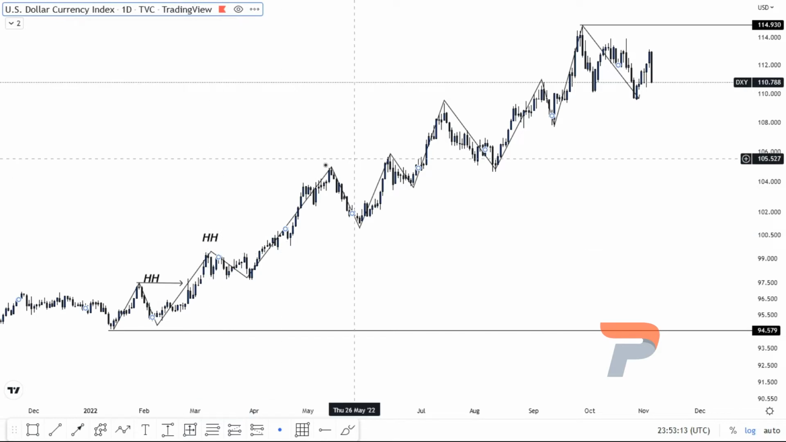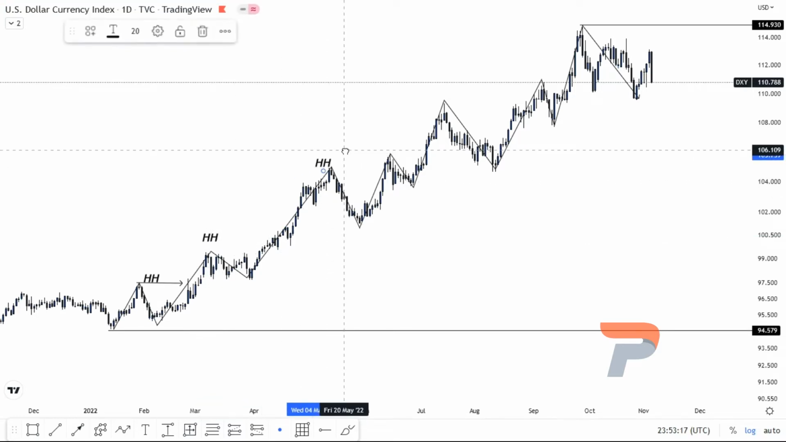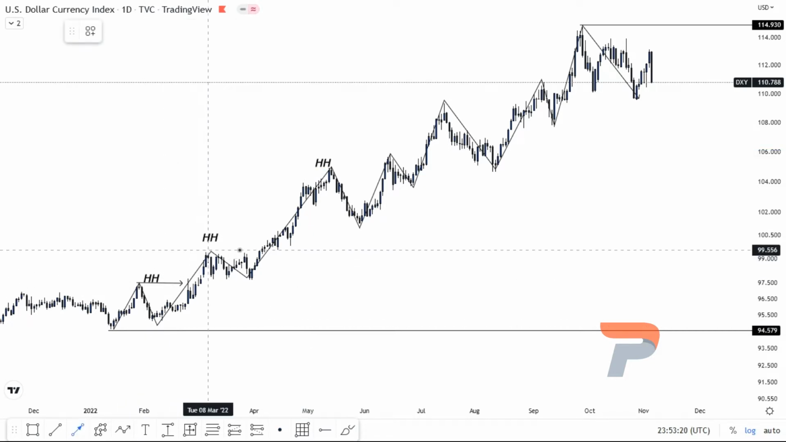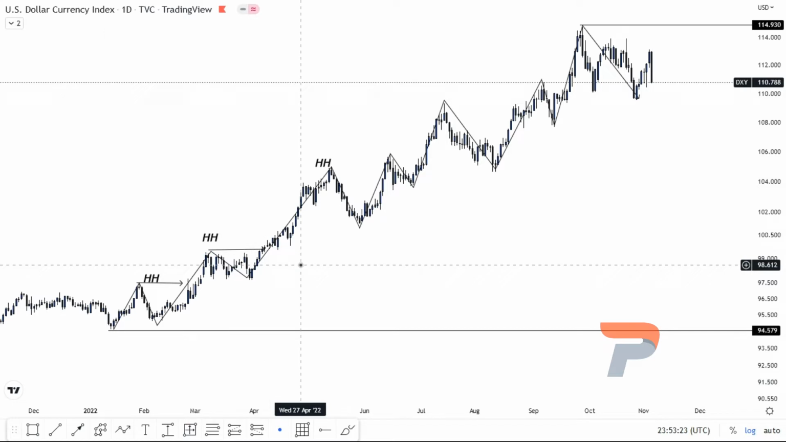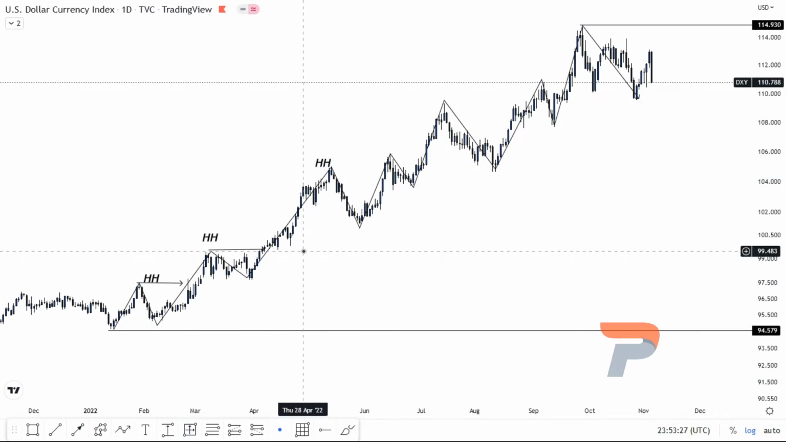Now, for our new higher high to be formed, what did the market do? The market needed to break this particular higher high for the new higher high to be formed. So either the market is going to be bullish or bearish, the market always breaks structure.